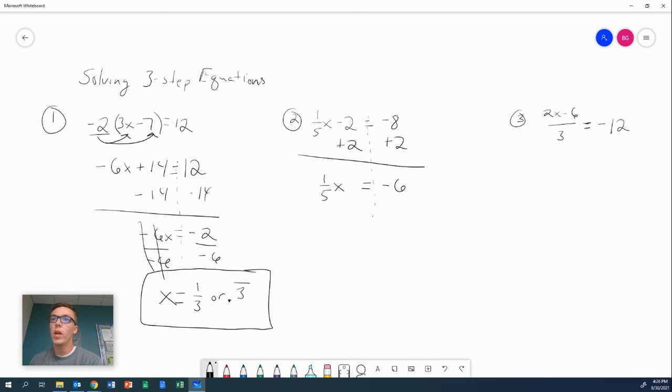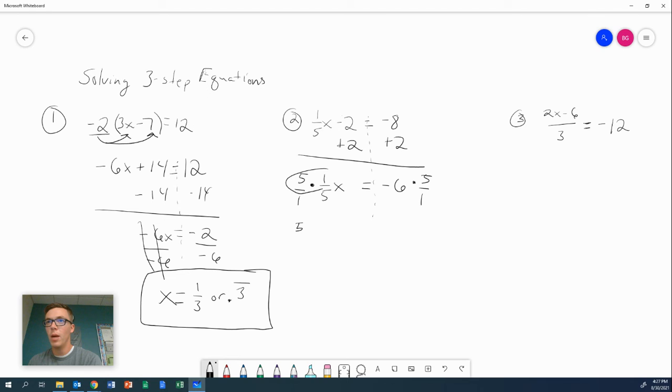Now, to get rid of the fraction, what we need to do here is multiply by the reciprocal. Or I should say, we just need to divide by the fraction, which means multiply by the reciprocal. So when we multiply by the reciprocal, we take the fraction and multiply by it flipped. So instead of 1/5, we're going to multiply by 5/1. I'm going to do that to the other side, times 5/1.